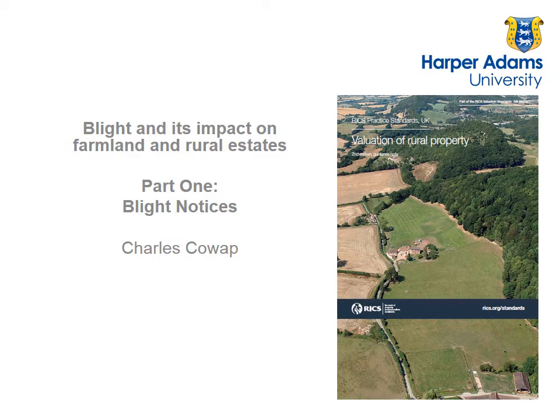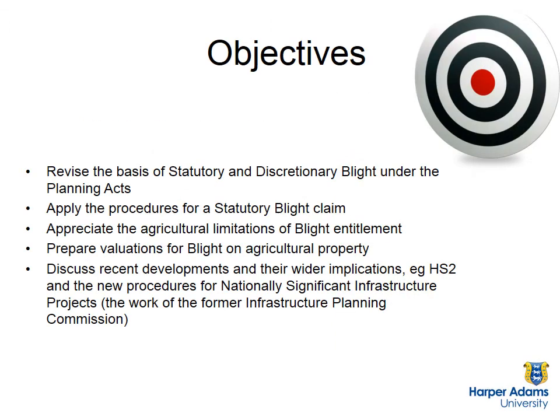I want to explain the way that planning blight works in respect to farmland and rural estates. There are 4 of these presentations. The first one is going to deal with blight notices in general. In the second one we're going to take a more detailed look at the procedures that apply to a blight notice, and in the third one we're going to look at the particular complications around farms and blight. Finally, in the fourth of the 4 presentations, we'll be looking at the provisions concerning discretionary blight, and this will extend to some consideration of how HS2 is now being dealt with as well.